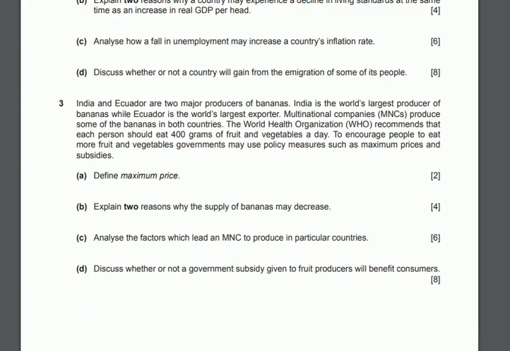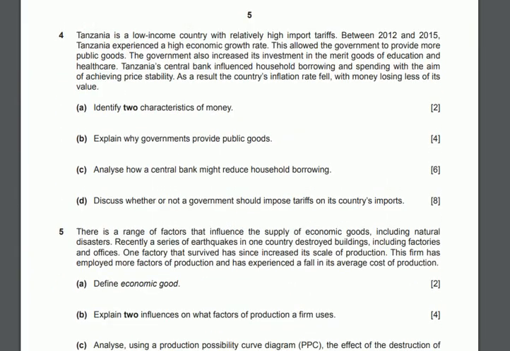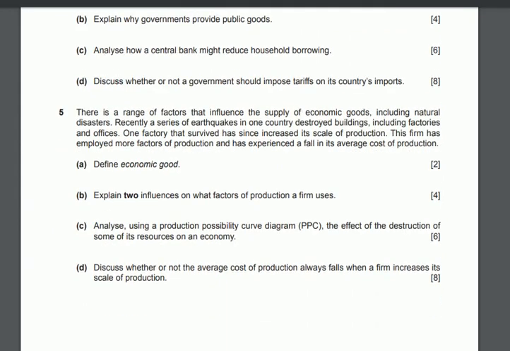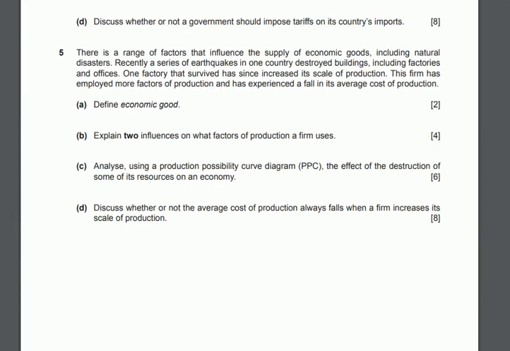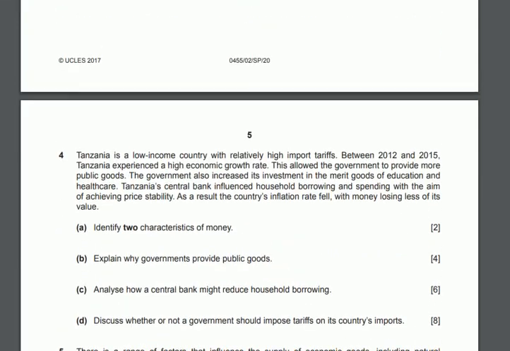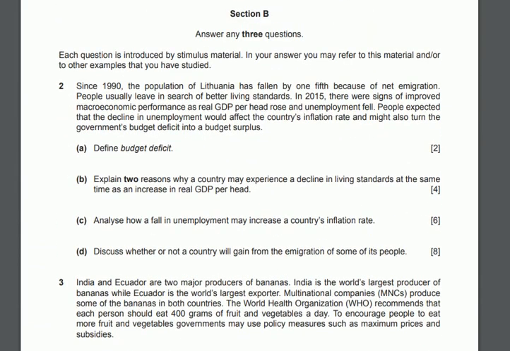and maximum pricing, demand, supply, micro there. And your last 2 options are question 4 and 5. Tanzania economic growth rate. That's discuss whether government should impose tariffs. Okay. And question 5. Supply of economic goods, natural disasters, economic goods, PPC. Okay. So obviously you would check through those and which one you would prefer to answer firstly. They're all similarly structured. And answer any 3 of those.